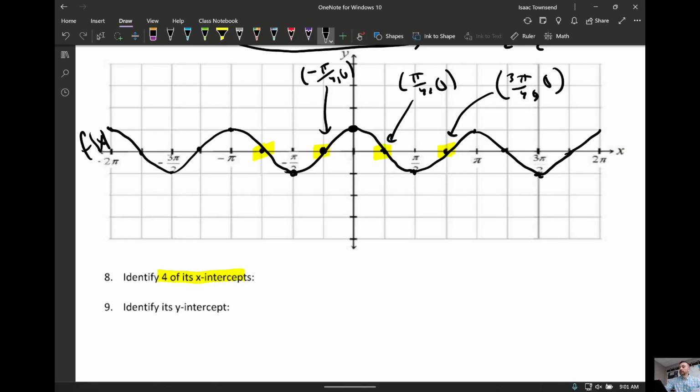And directly between negative pi over 2 and negative pi would be negative 3 pi over 4. Again, if you have time, I would recommend that you plug some of those into the function. Plug the x value into the function, solve for y, and if you don't get 0, then that is not correct. Something's wrong. Your graph's wrong, your point's named incorrectly. This one I was a little slower on, so I would check this one personally, but you should check as many that you have time for.